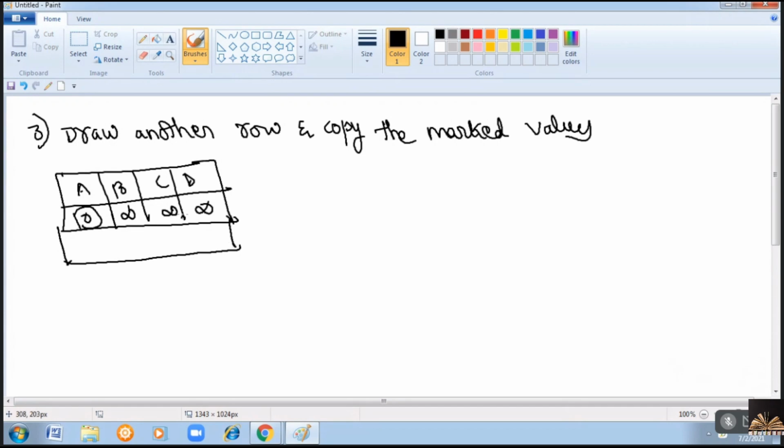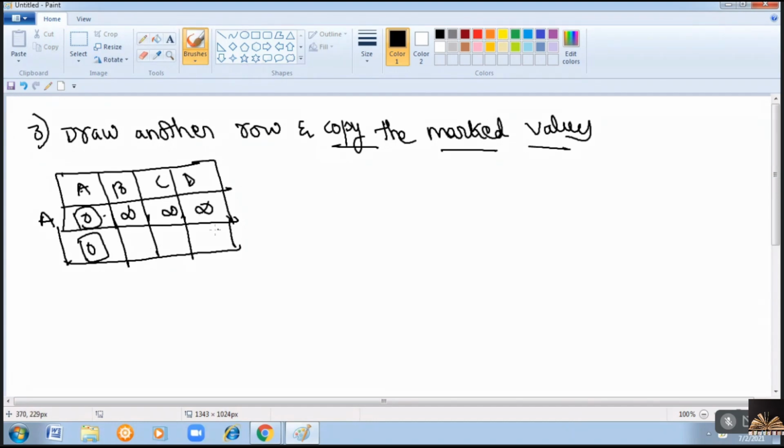Clear? Now the first row will be which value is marked as permanent? A is marked as permanent. So the first row is A. Now draw another row and copy the marked values. What are the marked values? Only one is the marked value: 0. Clear?